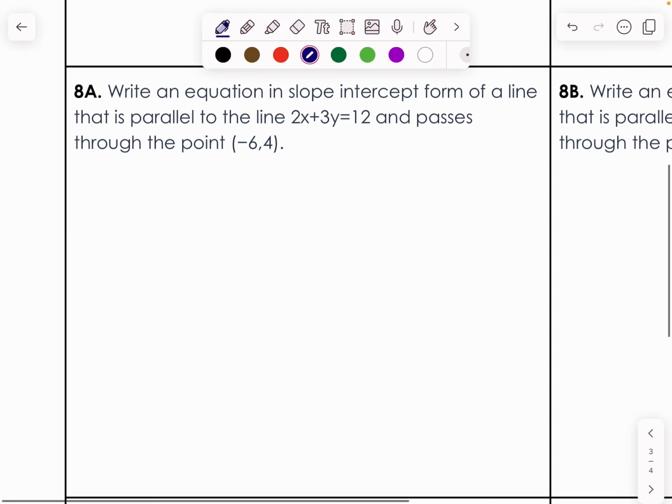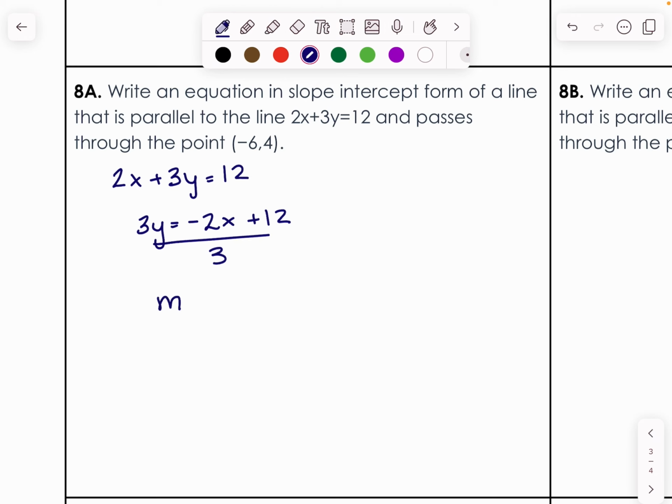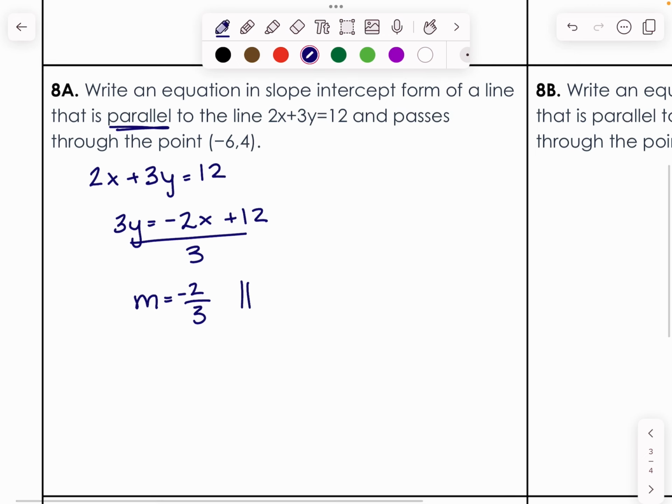All right, so 8A says write the equation in slope-intercept form of a line that is parallel to the following and passes through the point. So the first thing we need to do is figure out what the slope is. So I'm going to subtract 2x and then divide by 3. So my slope is going to be -2/3. All right, and since I want it parallel, I keep the same slope. So my parallel slope is also going to be -2/3.